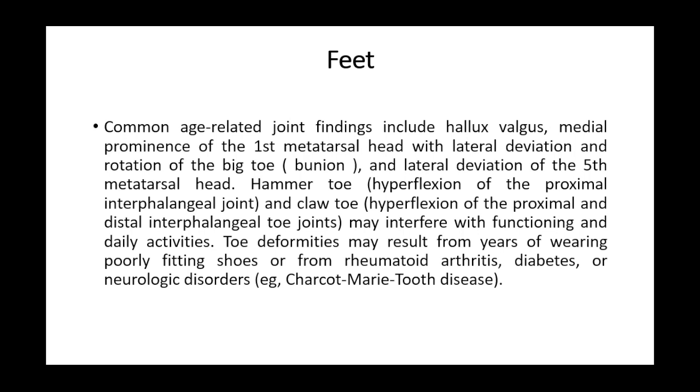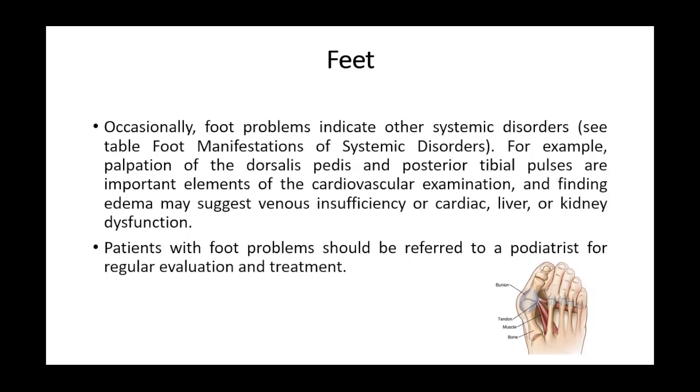Common age-related joint findings include hallux valgus, medial prominence of the first metatarsal head with lateral deviation and rotation of the big toe, and lateral deviation of the fifth metatarsal head. Hammer toe and claw toe may interfere with functioning and daily activities. Toe deformities may result from years of wearing poorly fitting shoes or from rheumatoid arthritis, diabetes, or neurologic disorders. Occasionally, foot problems indicate other systemic disorders.